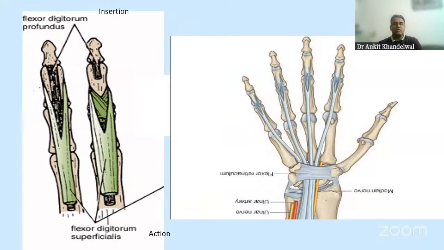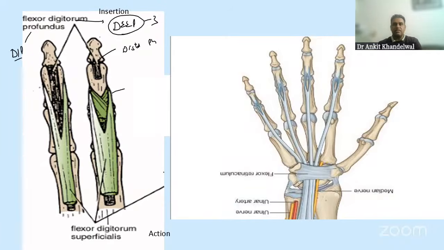Okay. Next, here we can see the FDP tendon. FDP is a muscle of the deep layer. We have three muscles in the deep layer. FDP is reaching the distal phalanx, so FDP can flex the DIP. We'll see it later on.